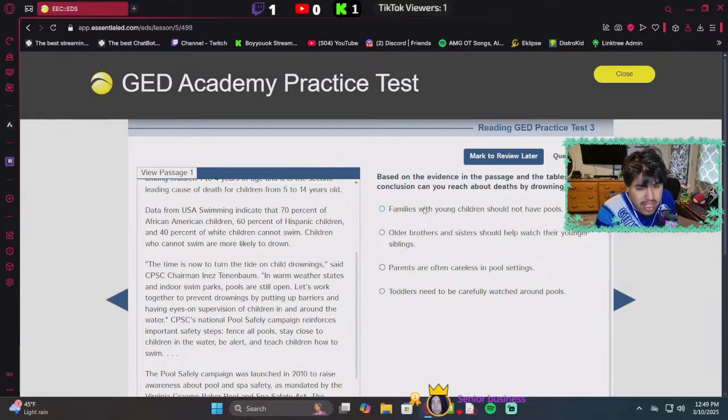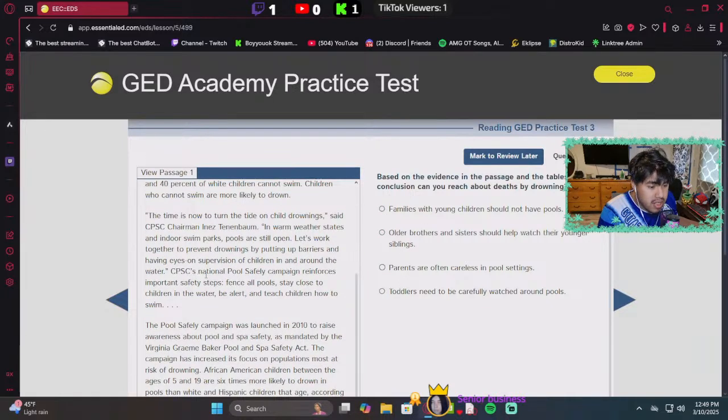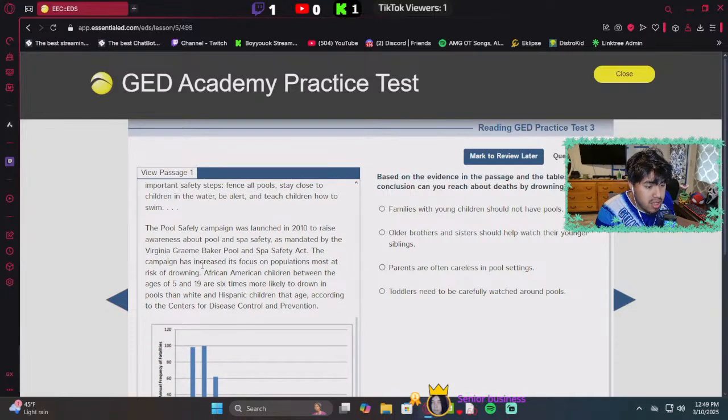Based on the evidence inside the passage and tables, what conclusion can you reach about deaths by drowning? Often spent care around toddlers need to be careful around watch families and young children should not have pool. Let's see. Increase.